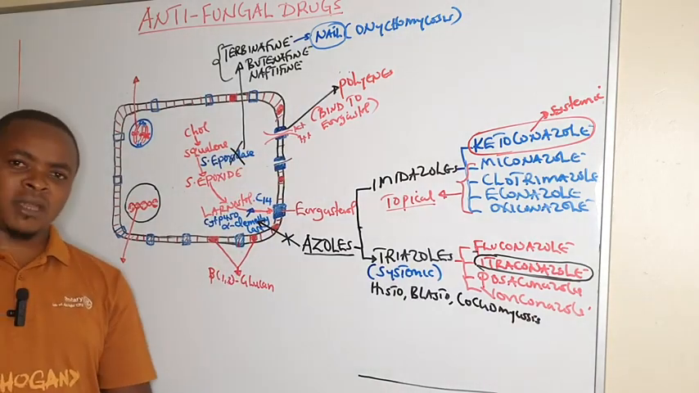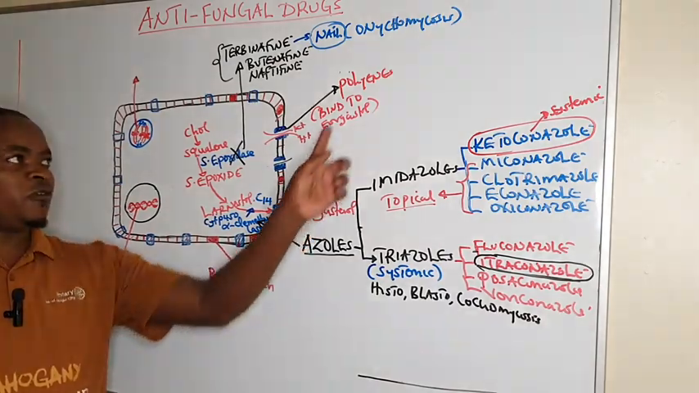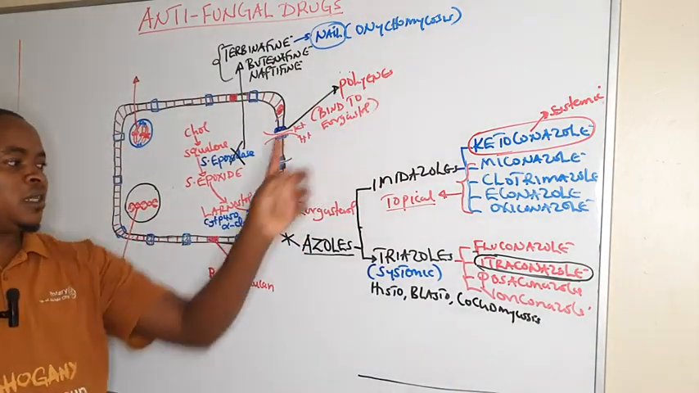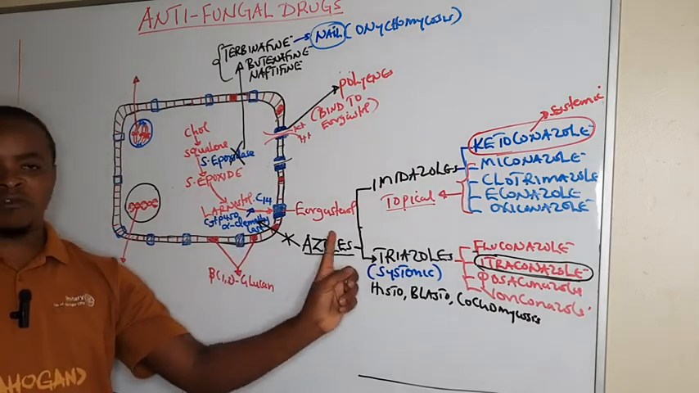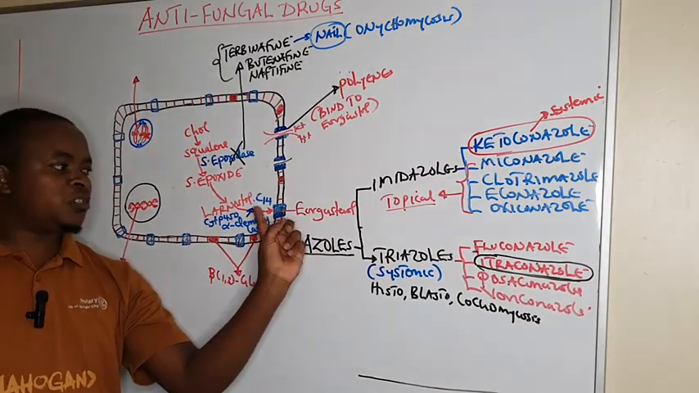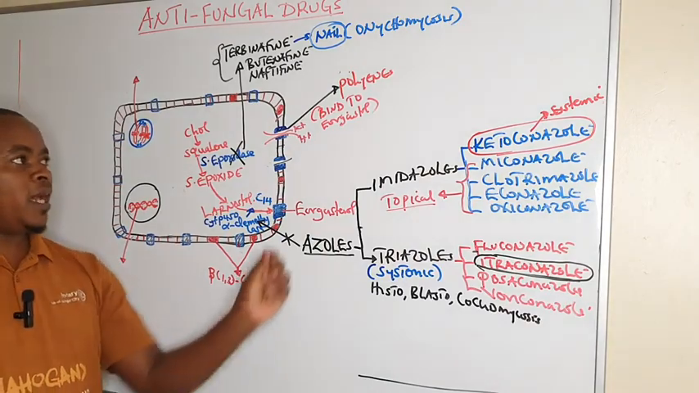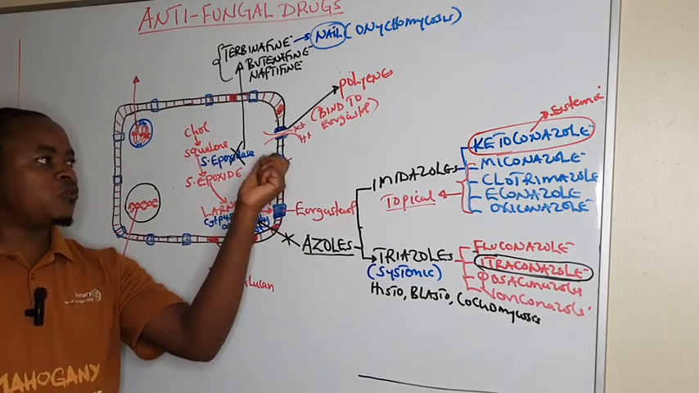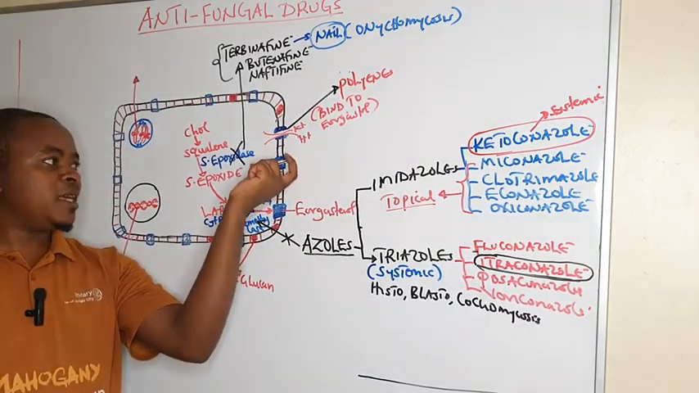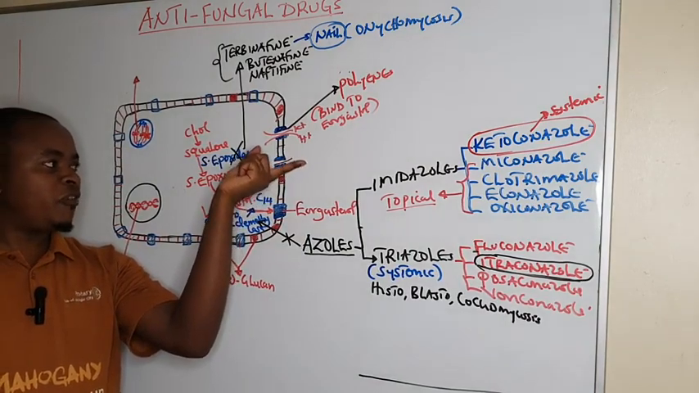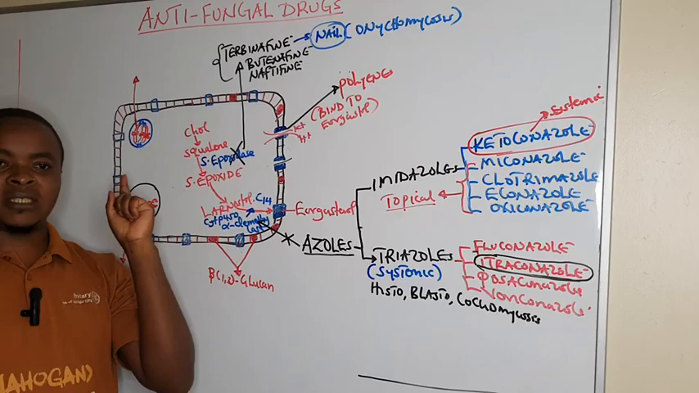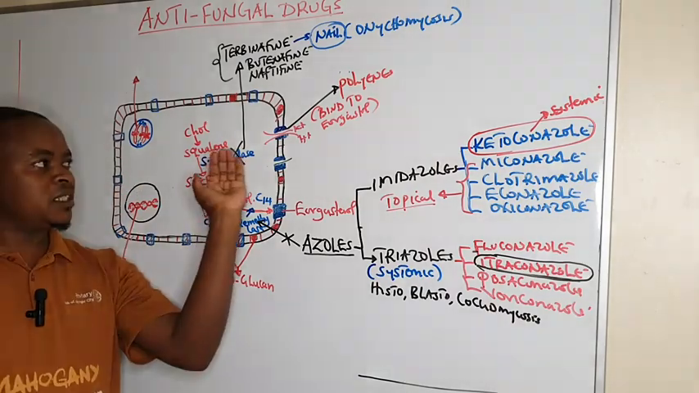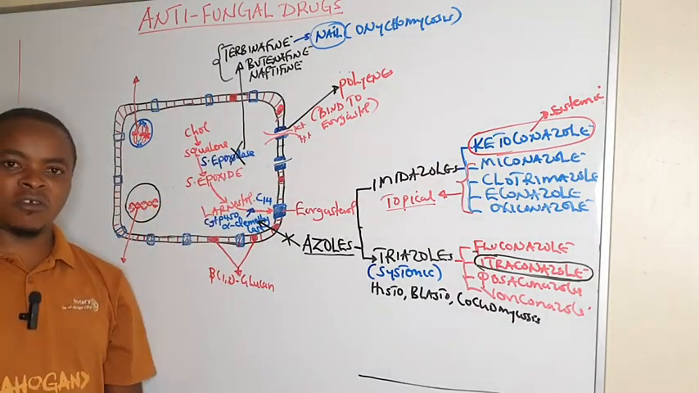So how does the mechanism of action of the azoles differ from the polyenes? The azoles prevent formation of ergosterol, so it cannot be incorporated in the cell. Whereas the polyenes bind to the ergosterol, which is already in the cell. And when they bind, they cause micropores, hence leading still to the leakage of intracellular contents.